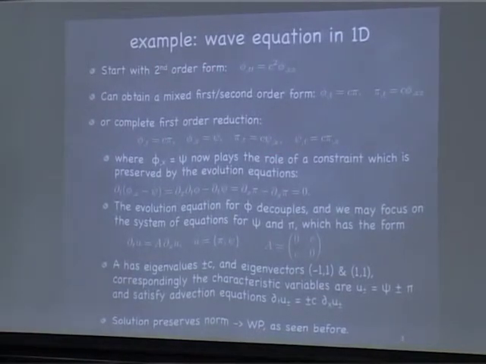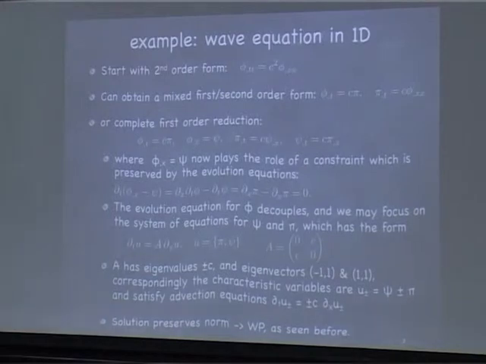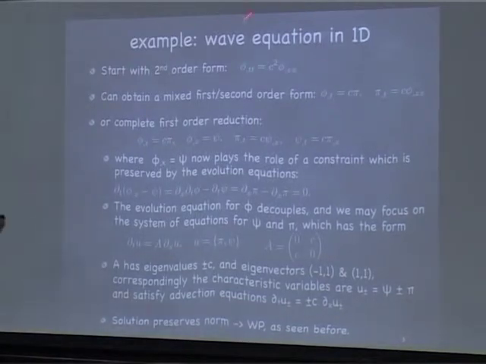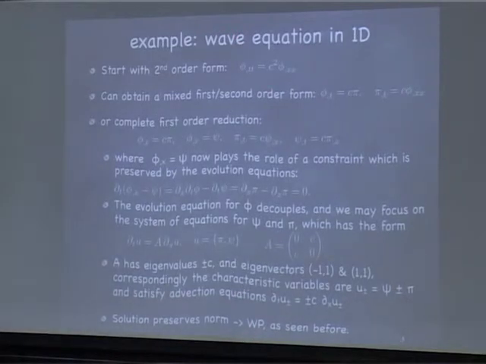So here it's a scalar equation, and now just to have things a bit more interesting, I put back the c. So this is the propagation speed. So here's our equation. Now, from this second order equation, we can obtain different forms if we want.